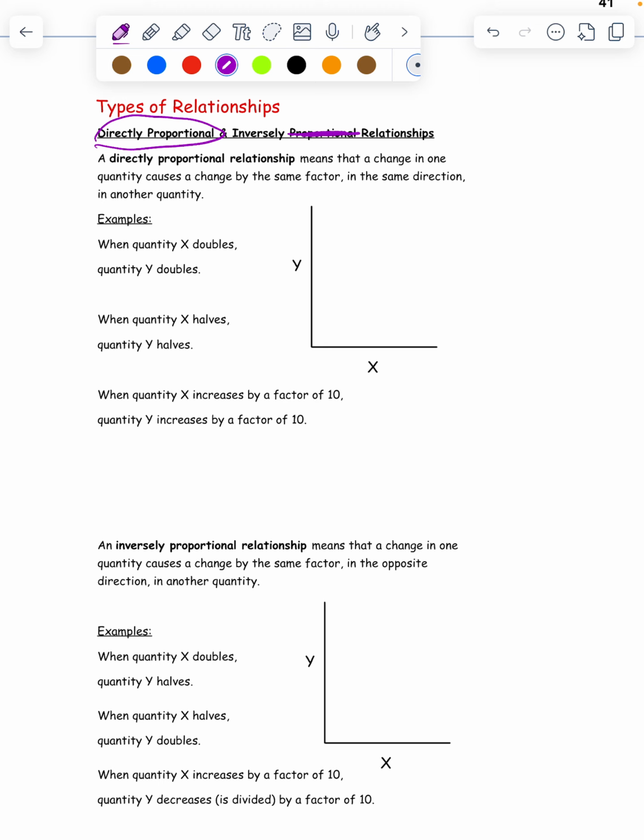Or I've seen on the IB they get mad if you include proportional, so we might just say an inverse relationship. So just to be extra careful, I'm going to cross that out and call it an inverse relationship.